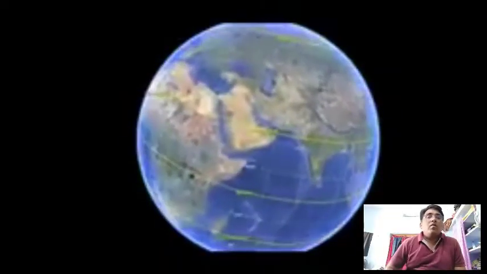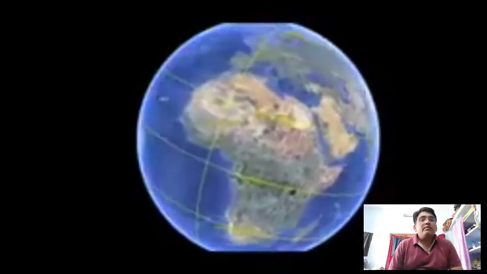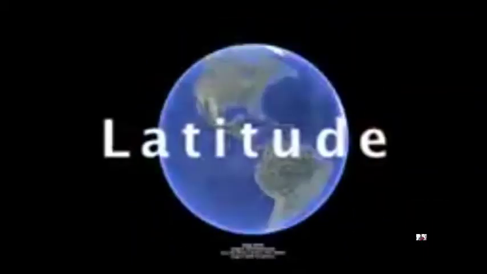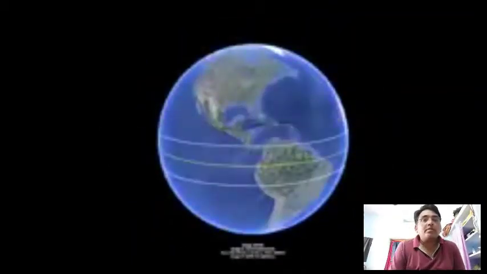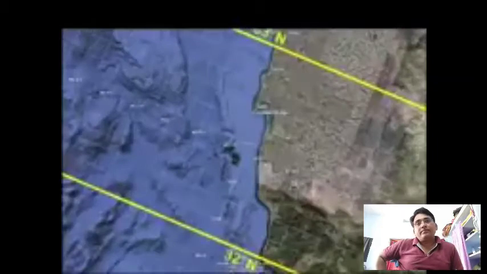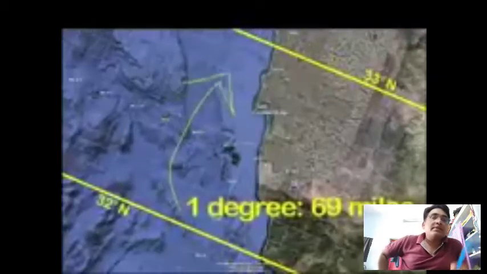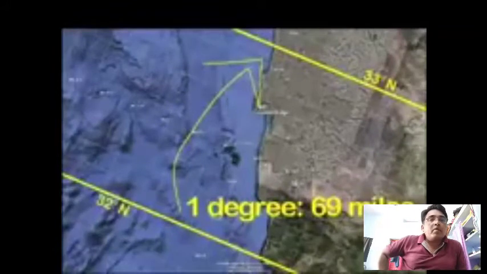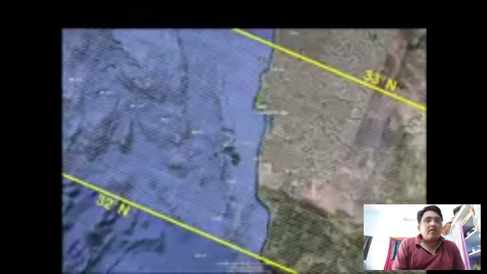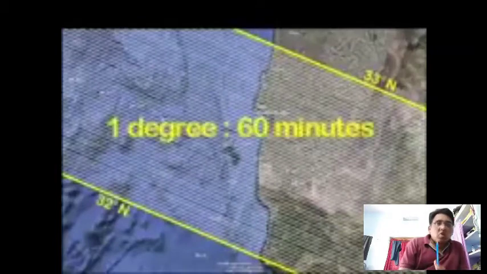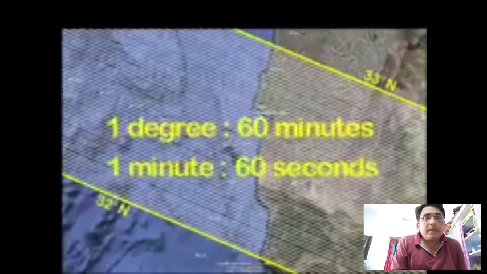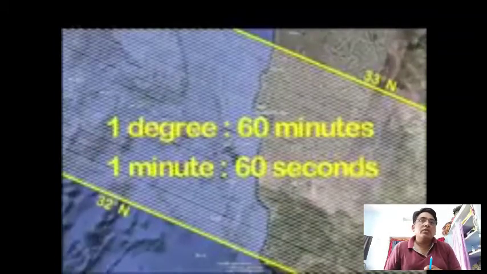First, what are imaginary lines? What are imaginary lines on Earth? Longitudes and latitudes are imaginary lines on Earth. Latitudes are parallels, circling the globe from east to west. These lines are the same distance apart, about 69 miles. Each degree of latitude is separated into small pieces called minutes. 1 degree is equal to 60 minutes. Similarly, 1 minute is equal to 60 seconds.